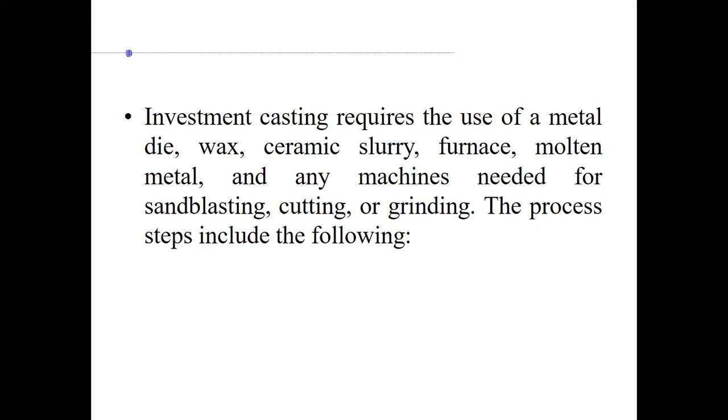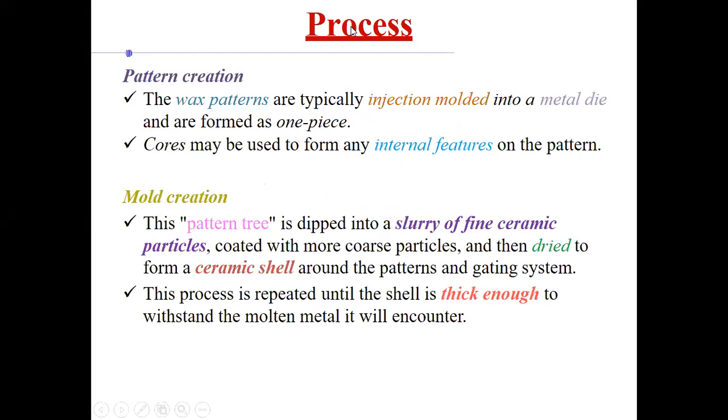We'll see the steps in the next slide. So all these are required. You see, these are the steps. Pattern creation. First thing, the wax patterns are to be made, typically injection molded. With the help of injection molding, you'll make these wax patterns, and these will have the exact dimensions and features required in the casting. They are injection molded into a metal die and are formed as one piece, right? So in one piece, you will have all that setup.